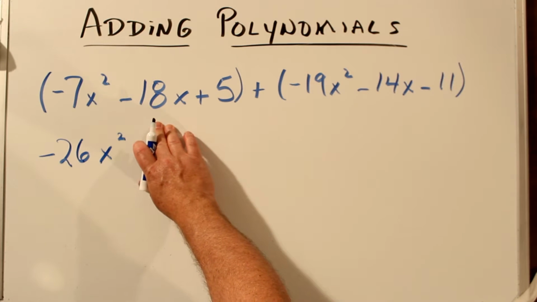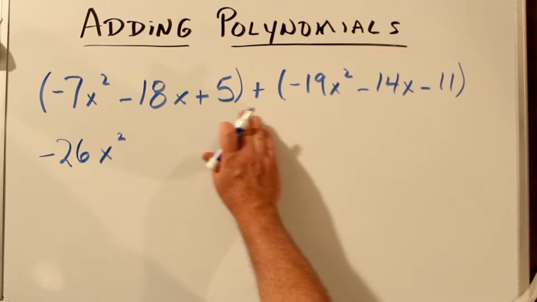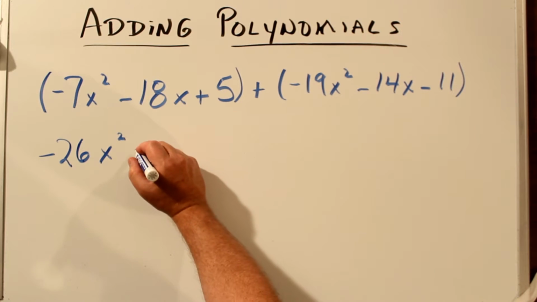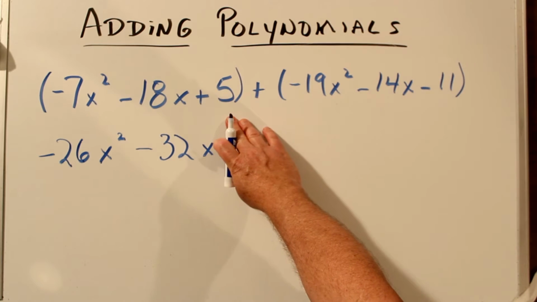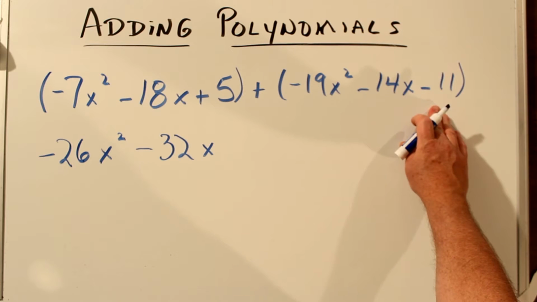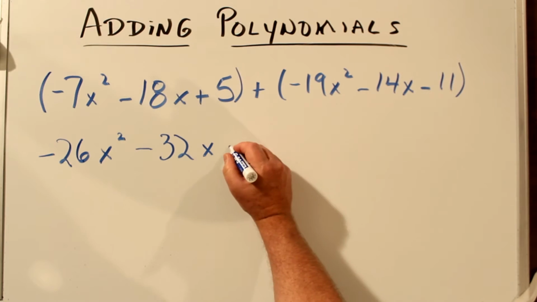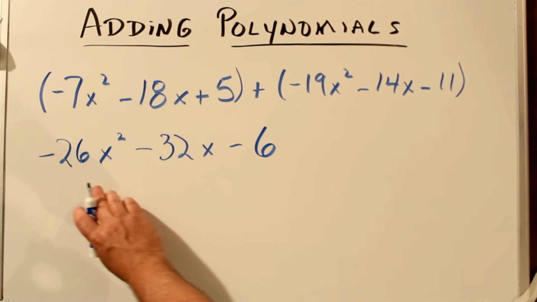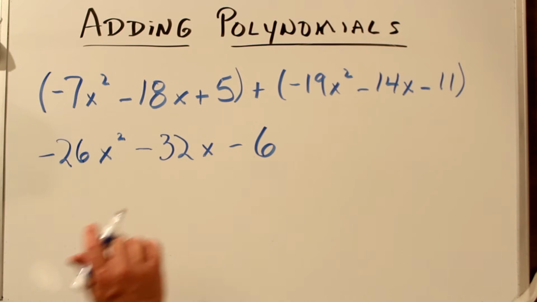Here there's a minus 18x and a minus 14x, so we can add those together. Minus 18 plus minus 14 is minus 32. Keep the exponent the same, x to the 1. Here there's a constant term 5, and here's a minus 11, so we can add those together. 5 plus minus 11 is minus 6. So the answer is minus 26x squared minus 32x minus 6.